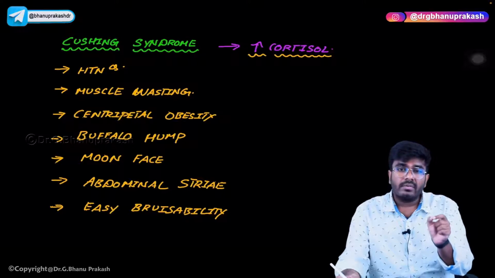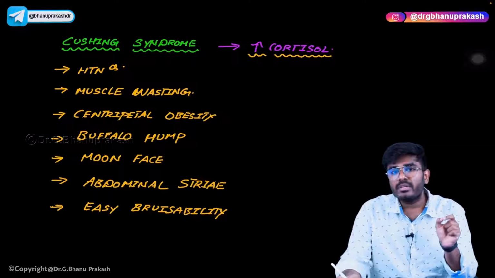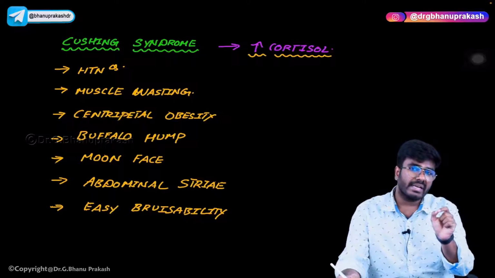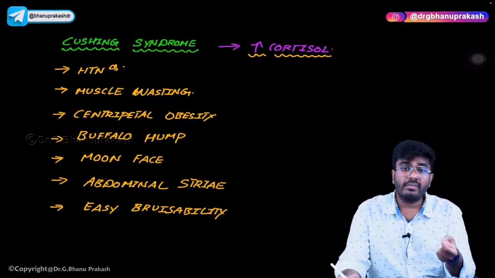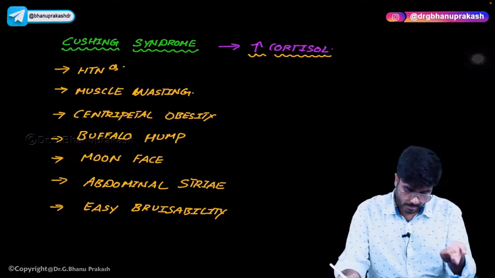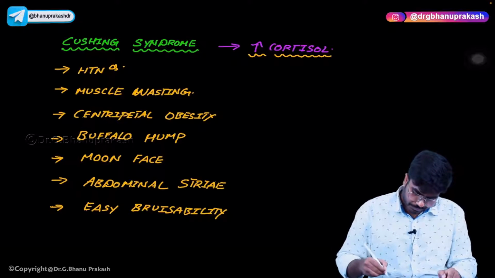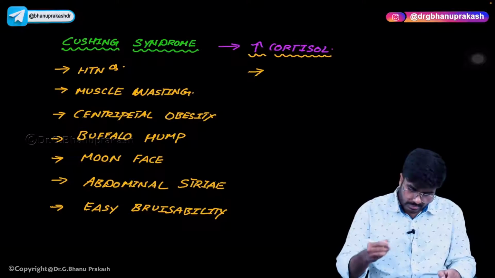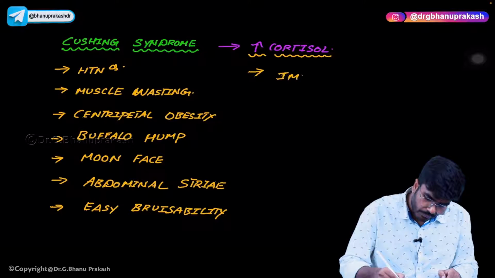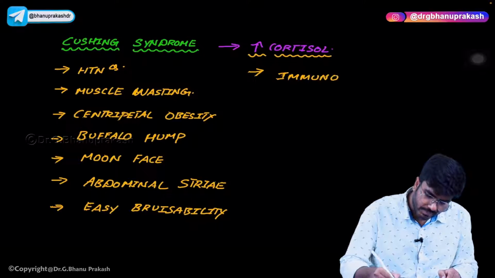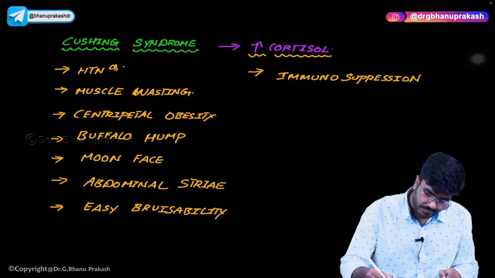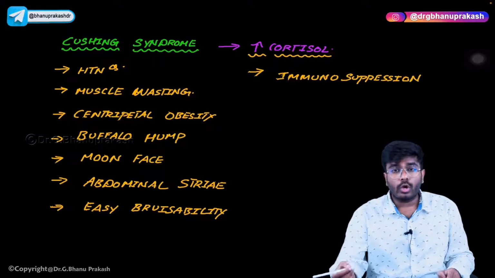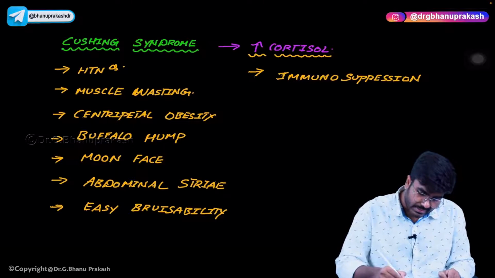So this cortisol will cause easy damage to the blood vessels. So whenever the blood vessels are getting damaged, blood is going to leak. That will cause easy bruisability. Okay. Now, let's see a few more features. After easy bruisability, these patients will be having immunosuppression, because the glucocorticoids are immunosuppressants.